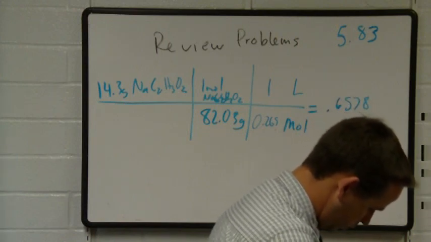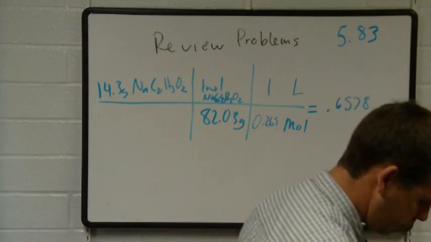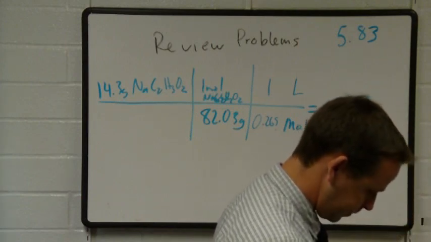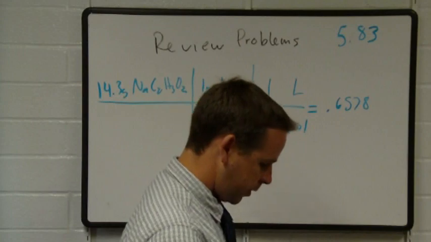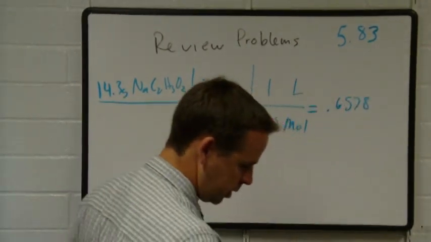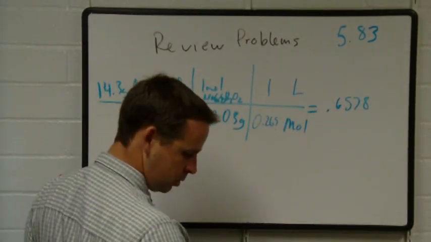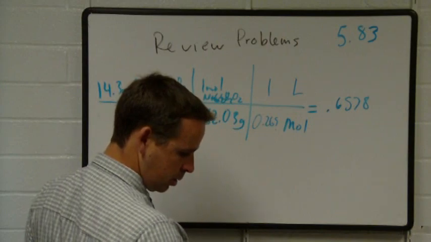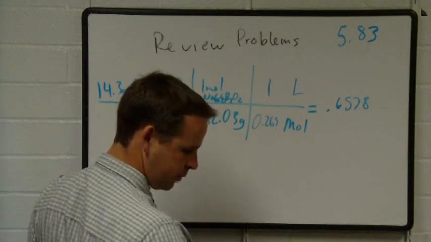583, 657.8, 658 milliliters. All right, great. All right, 585. Calculate the number of grams of each solute that has to be taken to make each of the following solutions.